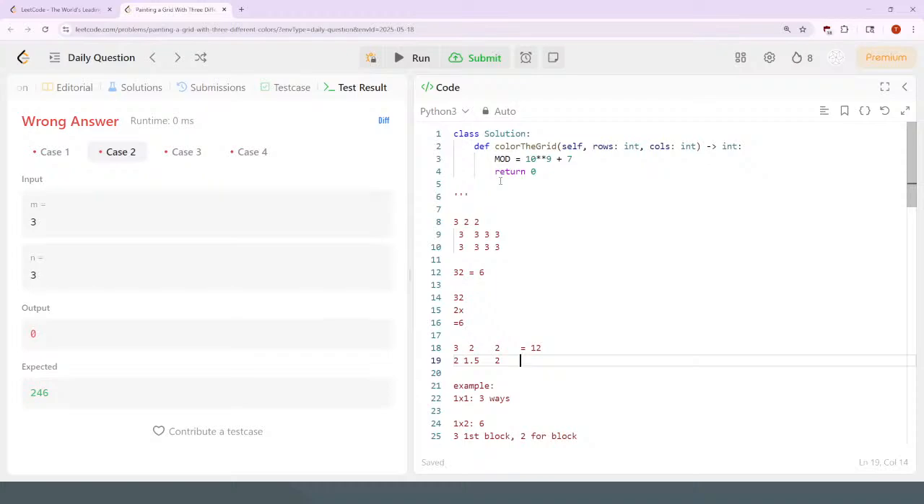2 times 2 times 1.5 is 6. No, this thing needs to be 9. So 2 times 1.5 is 3. This thing needs to be a 3. 3 times 2 times 2 times 2 times 1.5 times 3. So 2 times 2 is 4, times 2 is 8, 1.5 times 3 is, that's not even right, that's 4.5. 4.5 times 3 is 13.5. No, that's not it.